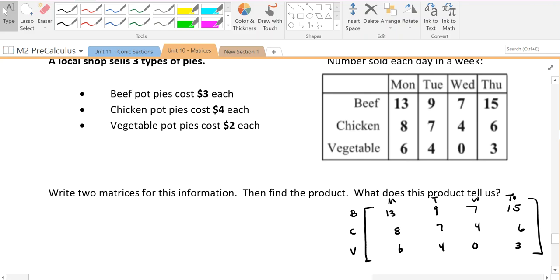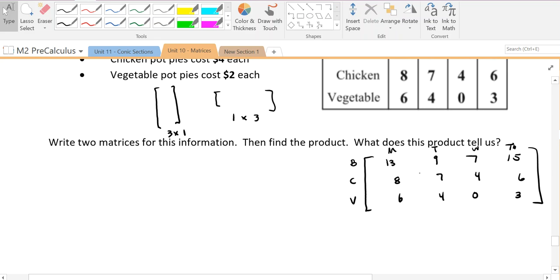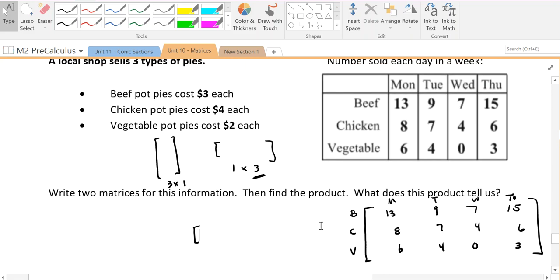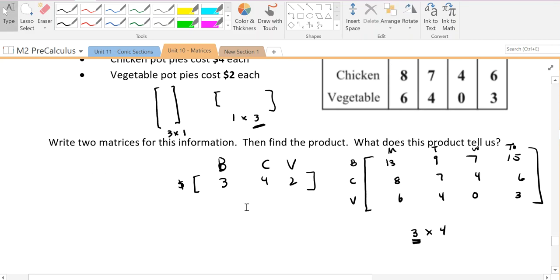Now, this one, I have a choice. I can either set it up as a 3 by 1 or 1 by 3. Now, the question is, which order should I set it up as? This one is a 3 by 4. See how this first piece is a 3? That means I want to set up this matrix as a 1 by 3. So I'm going to have my money. I'm going to have beef, chicken, vegetables. And you want to make sure you're putting them in the same order. 3, 4, and 2. I wasn't very tricky. I had them already in that same order, but you want to just double check.